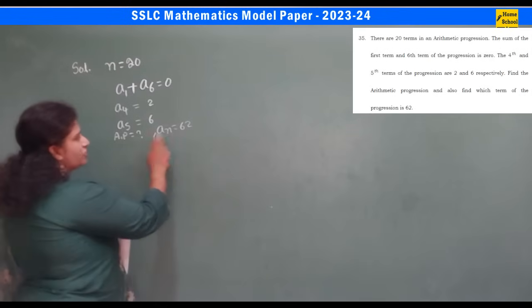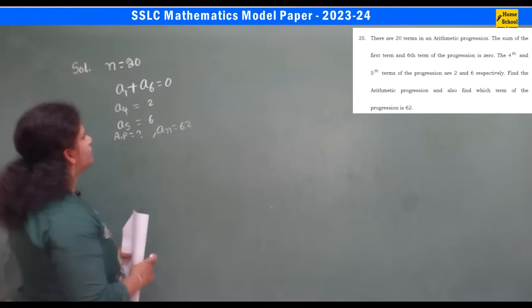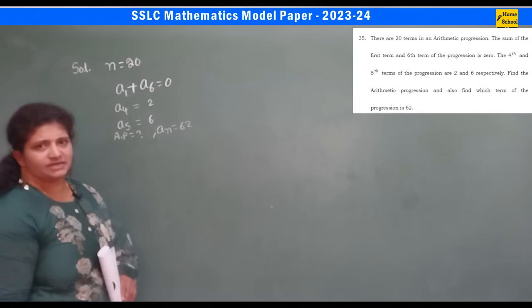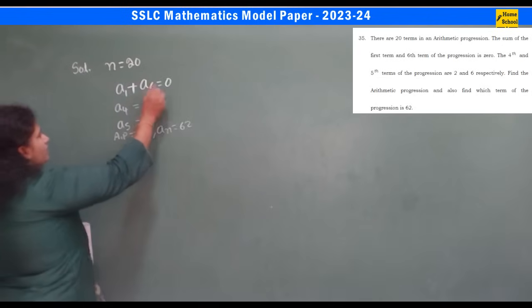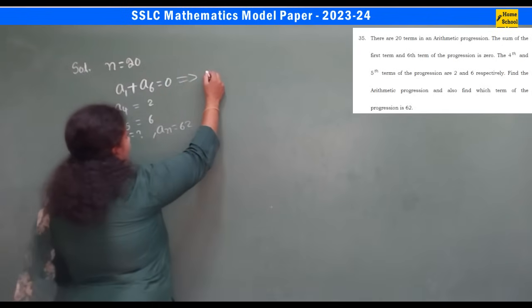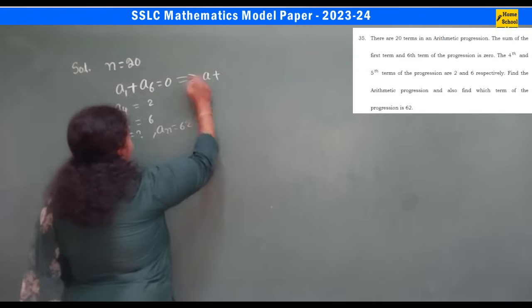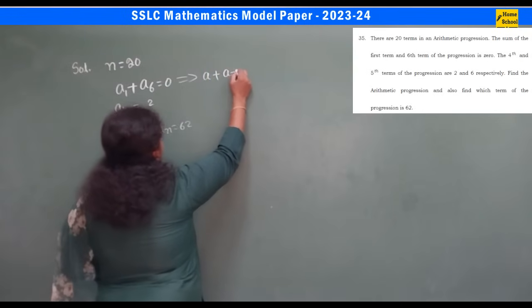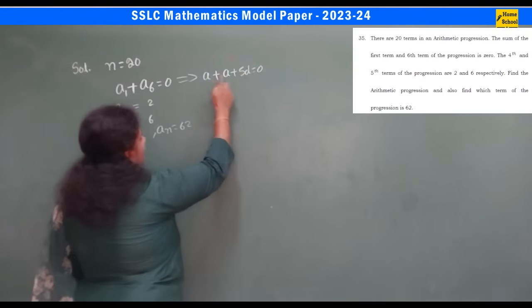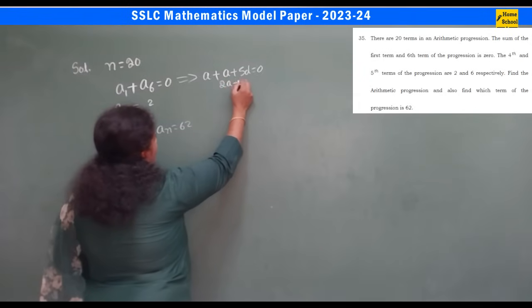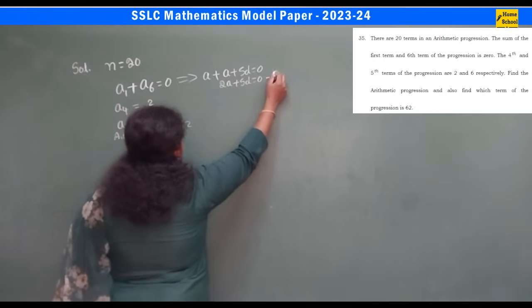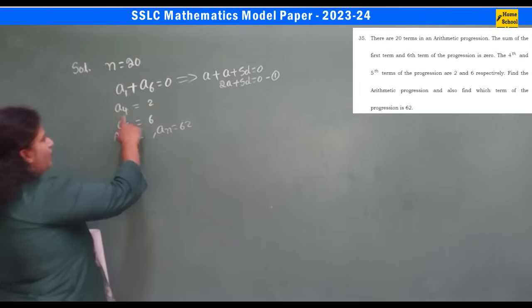There are two sub questions in this problem. So first line, A1 plus A6 equal to 0 given. You can rewrite this. How can you rewrite? A1, write in general form as A. A6 can be written as A plus 5D is equal to 0. A plus A will be 2A. 2A plus 5D equal to 0. Mark it first equation. Now next one.